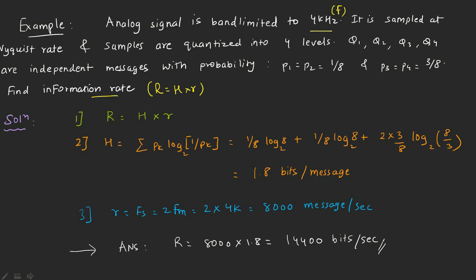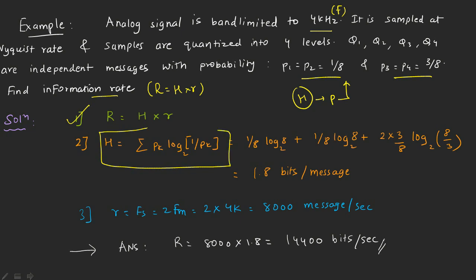Let's start. So first point is clear, capital R is equal to H cross r, and you need to get the entropy. To get the entropy you need the probabilities, and the probabilities are given in the question here, so no problem. So use the entropy formula. Now the base is 2 because we are considering this as the bit, not decit or nat. So log to the base 2, that part is clear, and we have to use the formula.